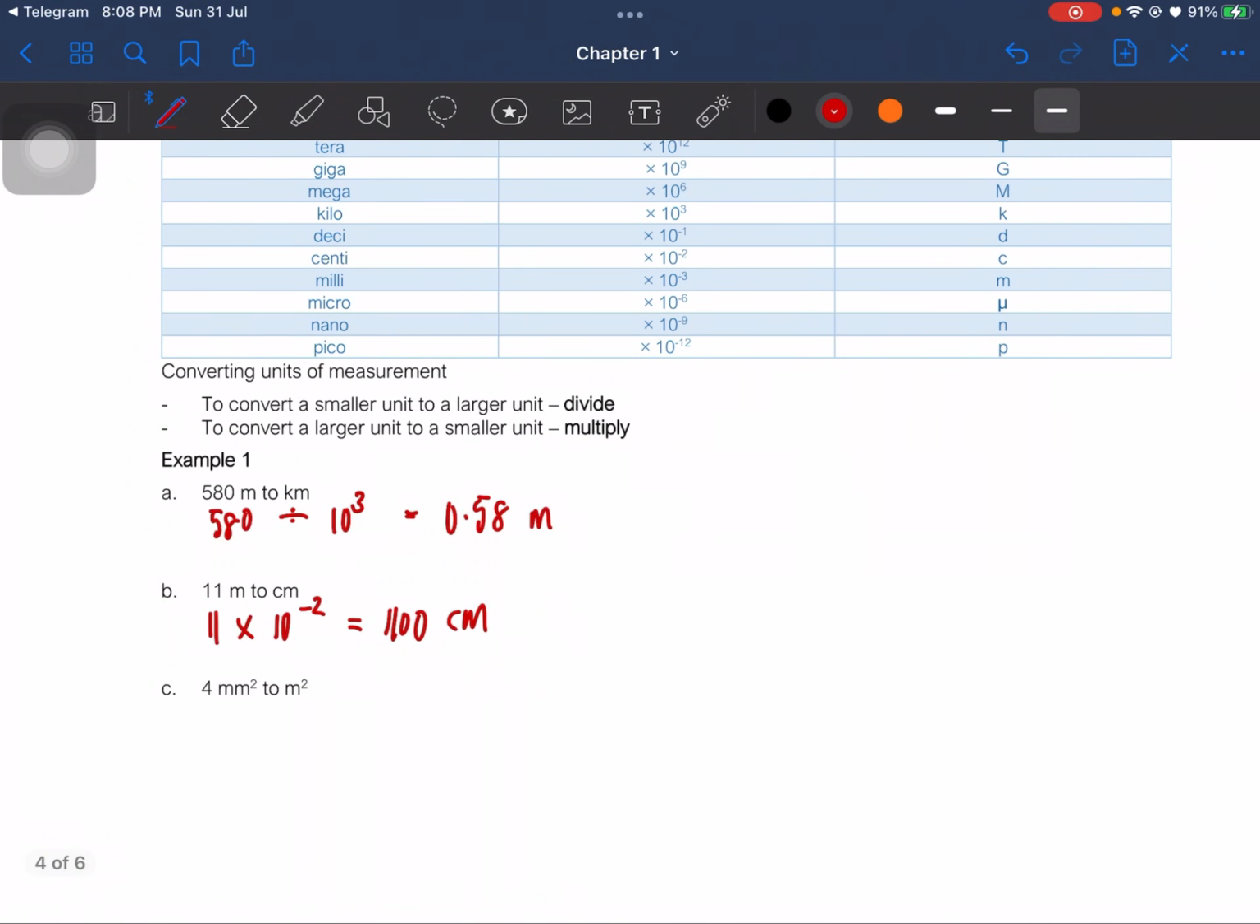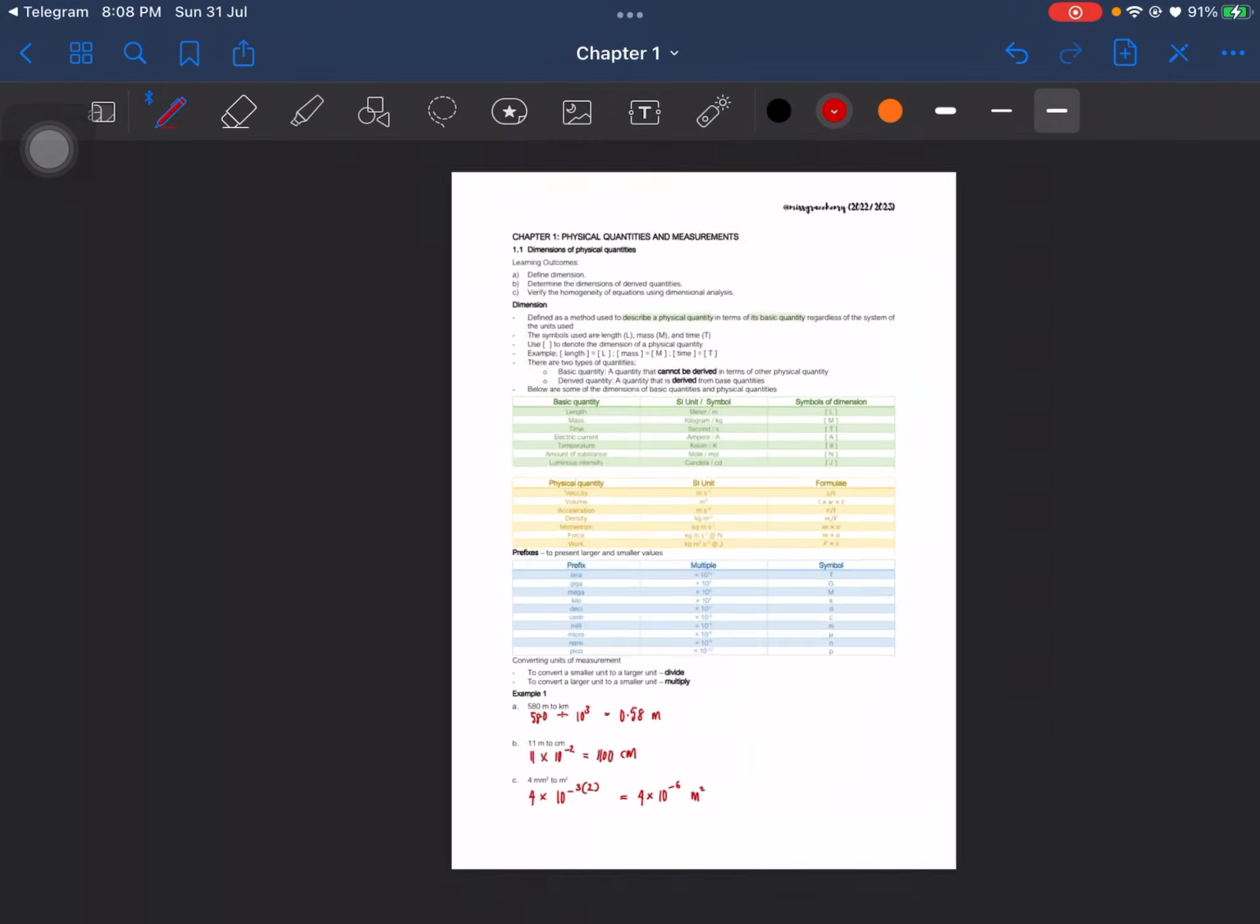For question C, a lot of students make mistakes at this part because they always forget to include the square at the meter square. We have to convert this by using milli, so that is times 10 to the power of -3. But since this is meter square, you have to multiply it with 2 here, so you will get 4 times 10 to the power of -6 meter square. So always remember to include the square.